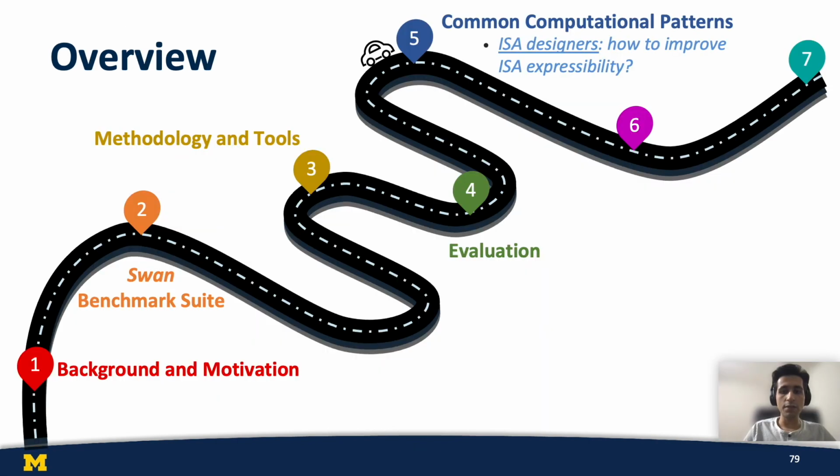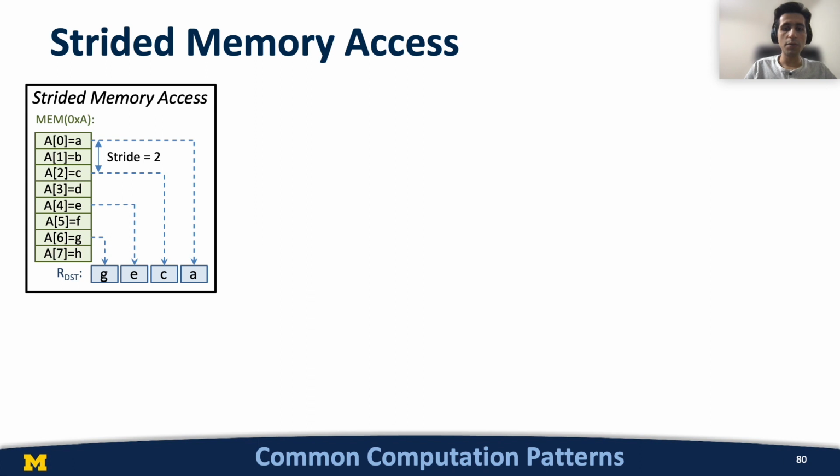In the next section, we describe 4 computational patterns of vectorized kernels. These insights would be helpful for the design of vector instruction set architecture extensions. A strided memory access targets memory locations with a constant stride. For example, when accessing every other memory location, the stride value is 2.